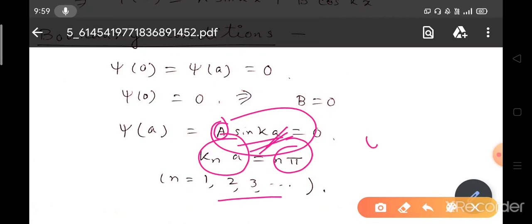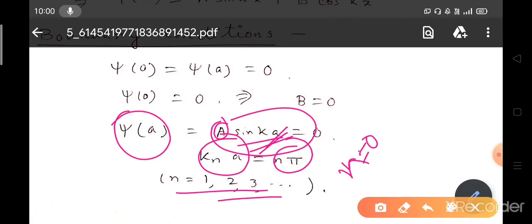So why has n equals 0 been excluded? Because n equals 0 means this psi is 0. A wave function of 0 is meaningless. So n can only start from 1, 2, 3, integer values.